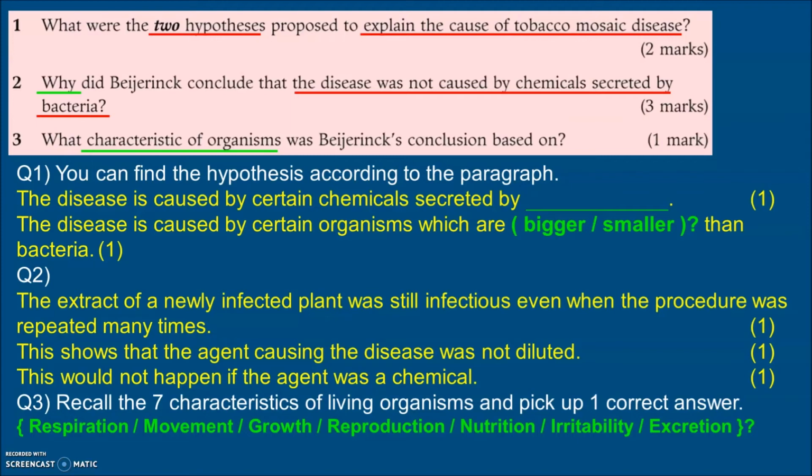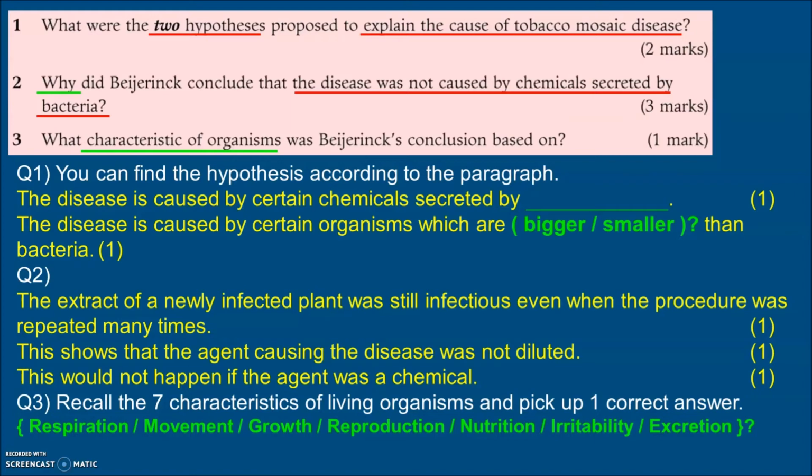So that's why the amount of the virus must be large enough, sufficient enough to infect us. So that's why the virus needs to multiply themselves to increase the number in order to infect us. So that's what I want to say in question 3. Question 3 is asking what characteristic of organism can be concluded based on the result.